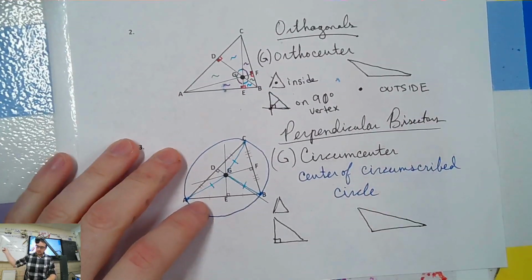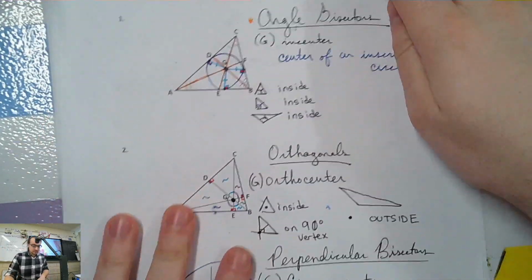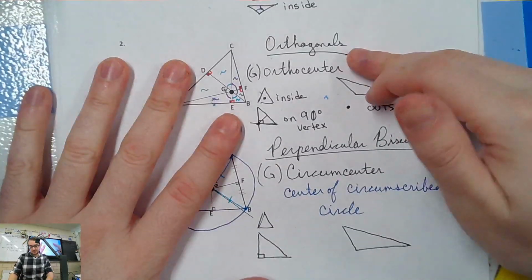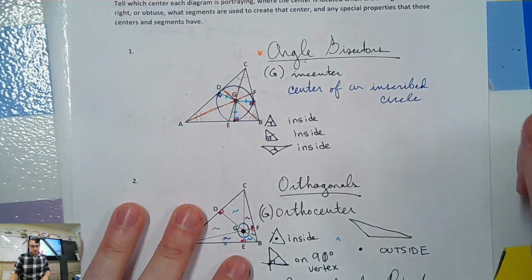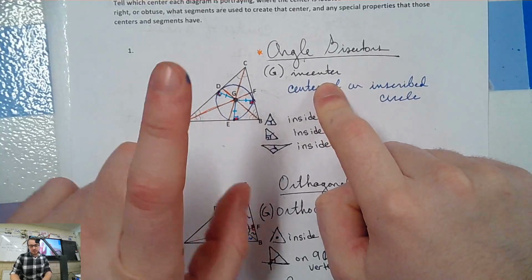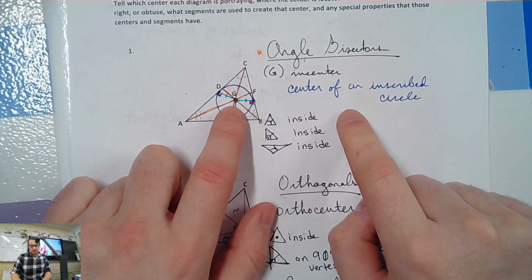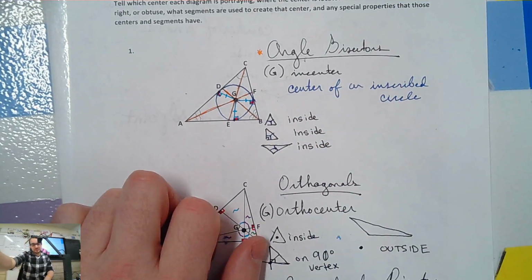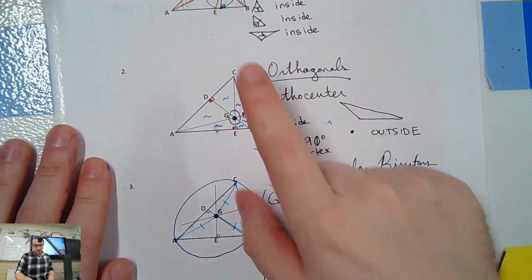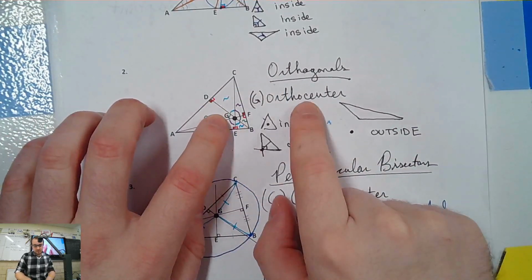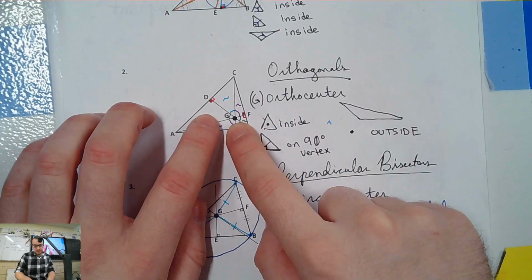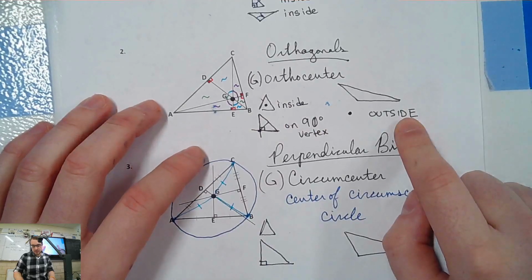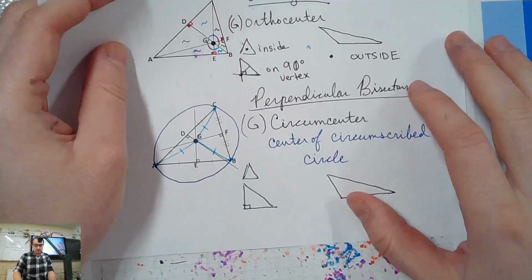Here's the deal. You're gonna be okay. We just gotta get these different things down. So, angle bisectors make the incenter. Incenter's inside the triangle. So the center will always be inside. Then the orthogonals always intersect at where the 90s are, right? The orthocenter is what we get. That's inside on acute, on the vertex for a 90, and then outside for an obtuse.